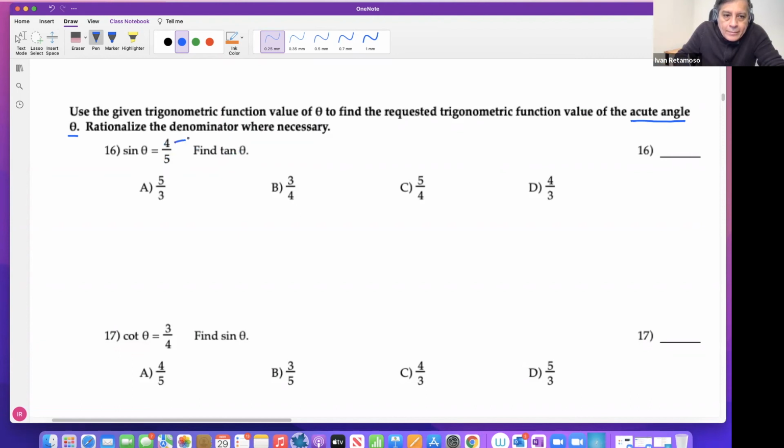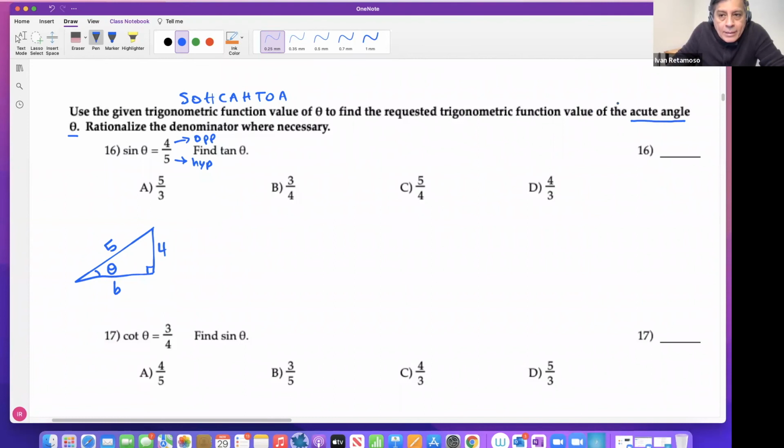From here, remember from SOHCAHTOA, sine is opposite over hypotenuse, right? Opposite over hypotenuse. So what I'm going to do is make up a triangle whose opposite side has length 4, whose hypotenuse has length 5. I don't have the base, but I can find the base using the theorem of Pythagoras. Theta can be placed inside, right?